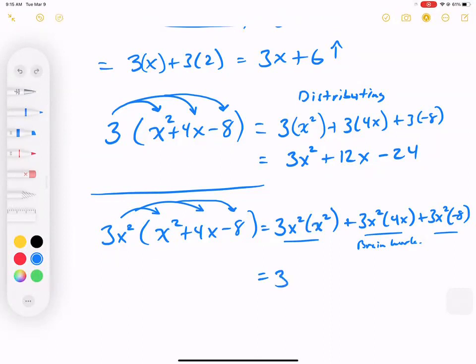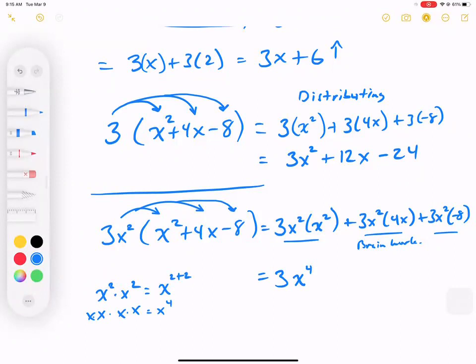3 times 1 is 3, and x squared times x squared. How many x's do we have now? X squared times x squared. That's x to the 4th power, because we add our exponents. Please, as a reminder, x squared times x squared: I have 1, 2, 3, 4. I have x to the 4th power. Or the fast way is 2 plus 2. If I'm multiplying powers, I'm adding exponents.